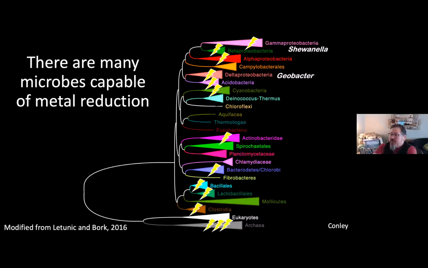Okay. But there are other lightning bolts all over the place, so that people have either demonstrated or suggested that this capacity to move electrons to the outside of the cell has been observed in lots of different organisms.